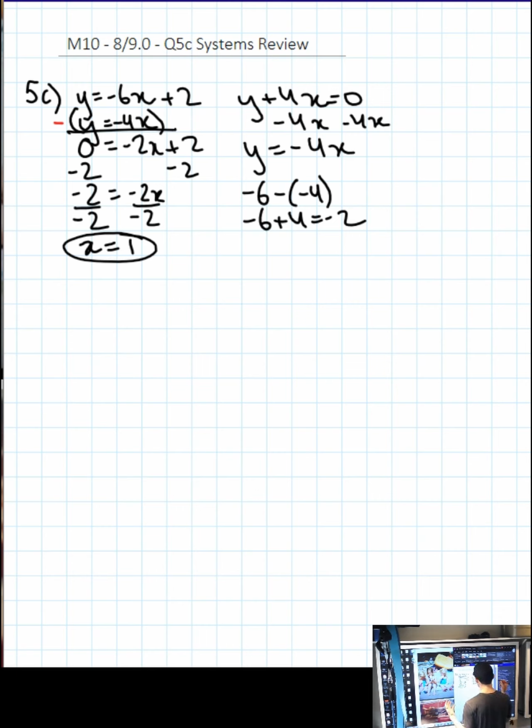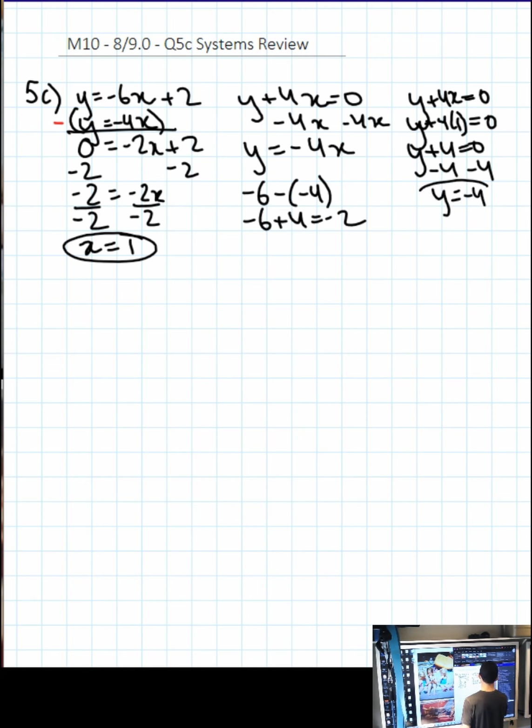Take the easier of the two equations. They're both fairly similar, so I'm going to take the equation on the right just for fun. Y plus 4x equals 0. Take the x value of 1. Y plus 4 times 1 equals 0. Y plus 4 equals 0, minus 4 from both sides. Y equals negative 4. Circle your answer.